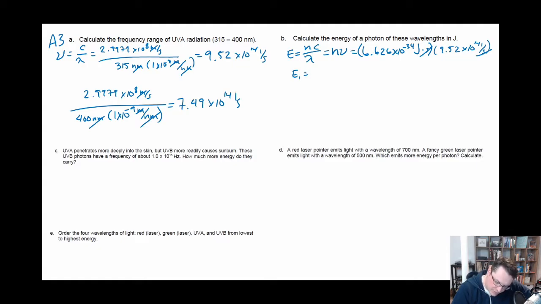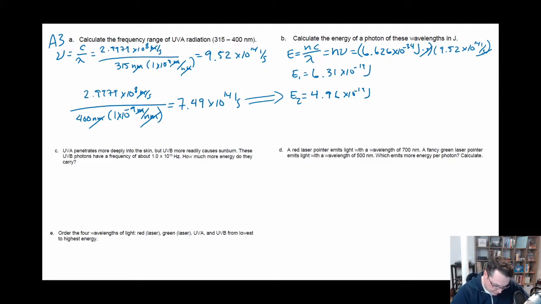So the first energy is 6.626 times 10 to the negative 34 times 9.52 times 10 to the 14th. It comes out to 6.31 times 10 to the negative 19 joules, which is basically what I have right here. And then the second energy, if we plug in these values, 7.49, we get 4.96 times 10 to the negative 19 joules, which is what I have right there. So those are the values that you would need in those cases.